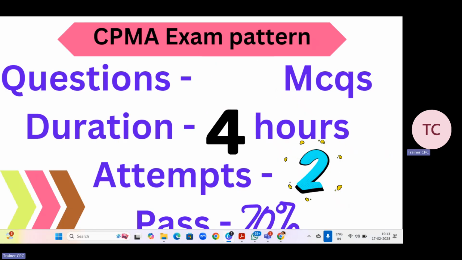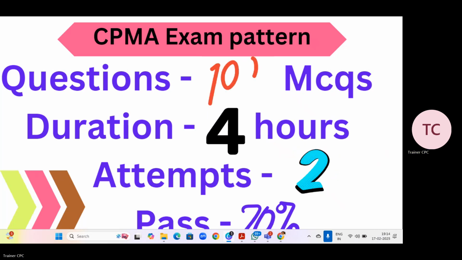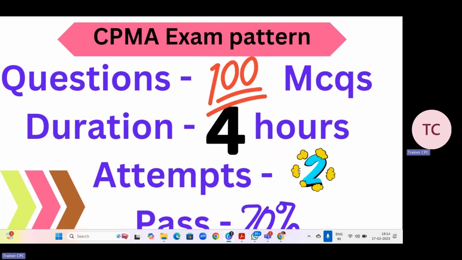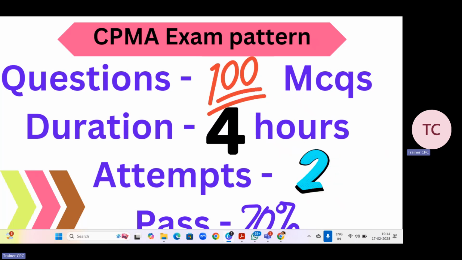Next, coming to the CPMA exam pattern. You are going to get 100 multiple choice questions. The duration for this exam is 4 hours and it's an online based exam. And you'll be having 2 attempts. So if you're not able to clear your exam in first attempt, then you can go for the second attempt. And the pass percentage is 70%. That is, out of 100 MCQs, you have to get 70 MCQs correct to clear this exam.